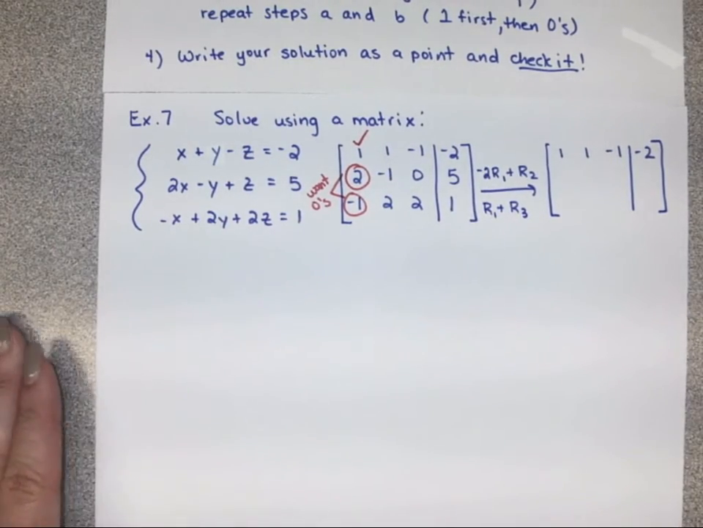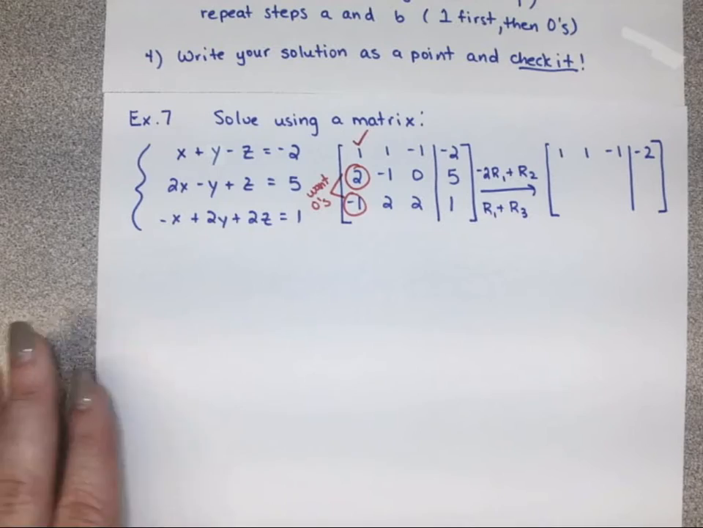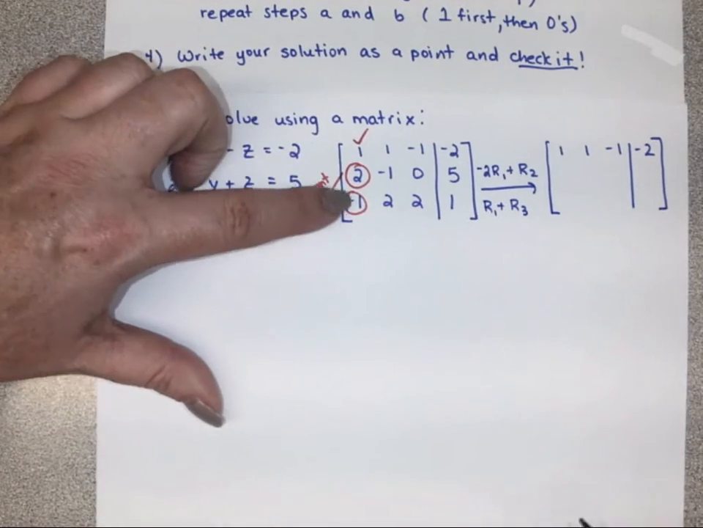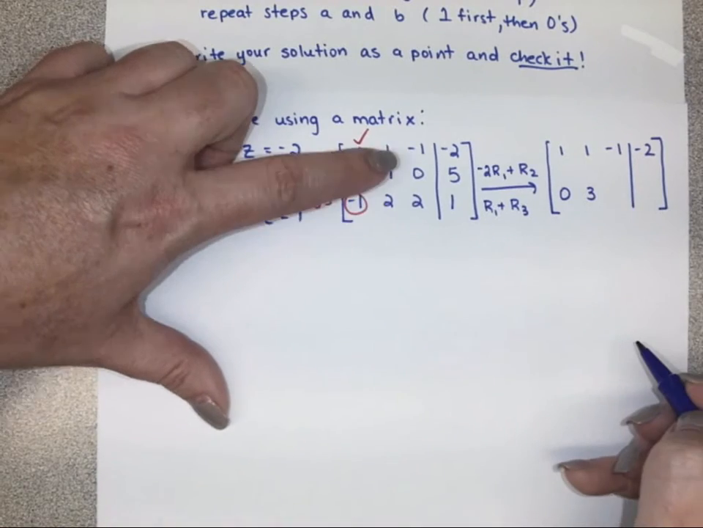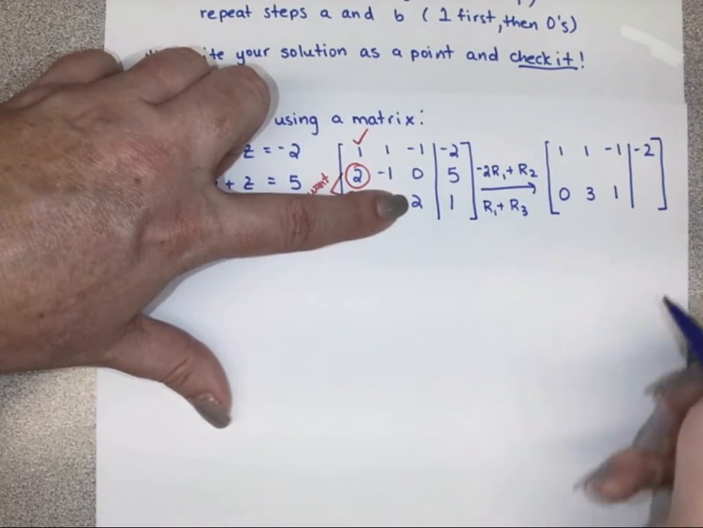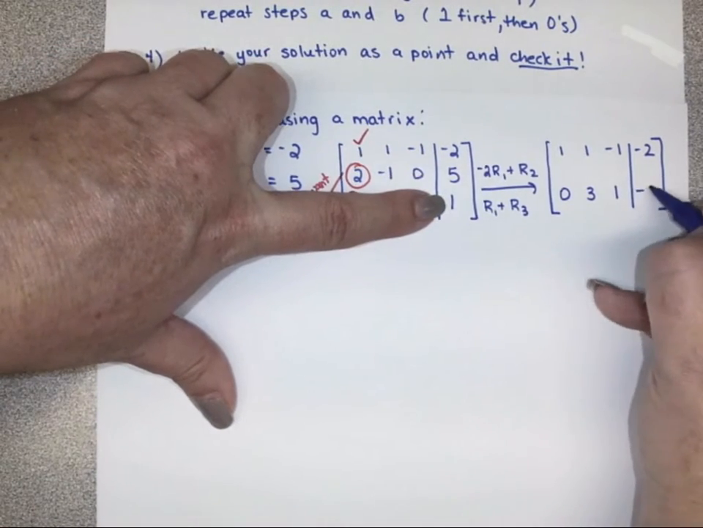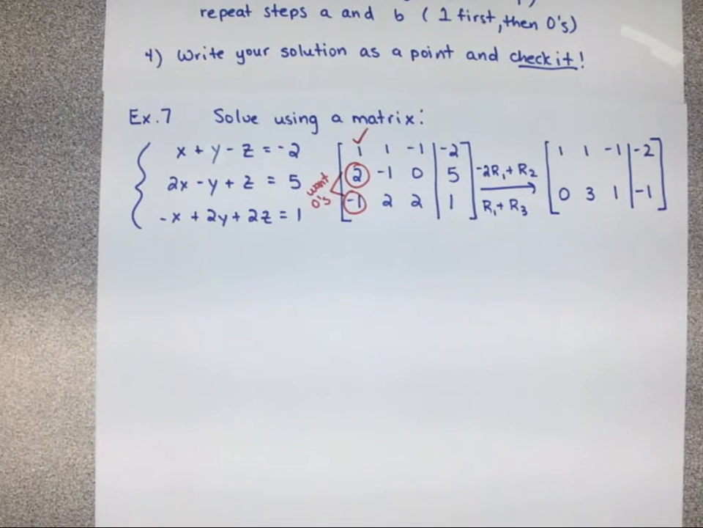So you've got two commands, and I just like to start with the easy one first. So row 1 plus row 3, 1 and -1 together, 0. 1 plus 2 is 3. -1 plus 2 is 1. -2 plus 1 is -1. Be really careful about your signs, but go as slowly or as quickly as you feel comfortable.